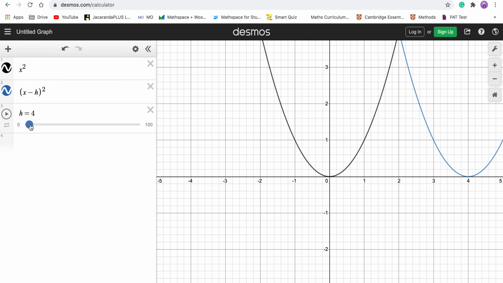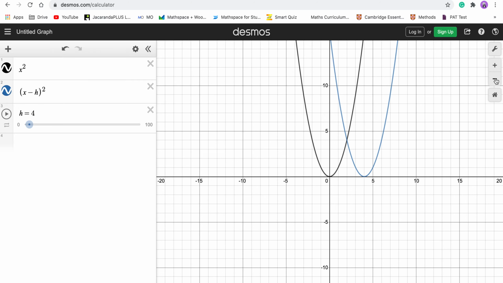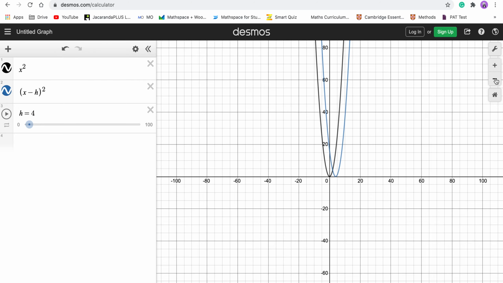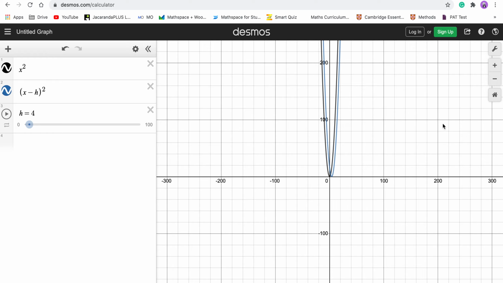I'm going to stop there for 1 second because I have more to show you. I'm going to zoom out. I'm just zooming out. See that before I was up to 4 or 5, I think, and now I'm up to 100 here. So now I can move my slider more. And you see, as I increase, it translates so many units, like h is equal to 43.